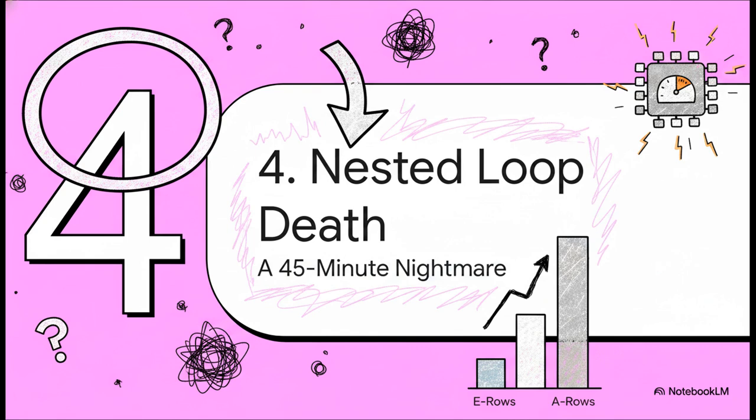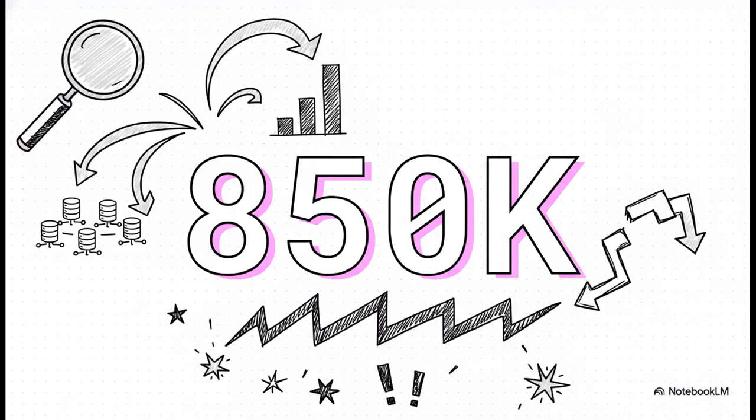Okay, let's put this into practice in Section 4, the nested loop of death. Imagine this scenario. You've got a report that normally takes 2 seconds to run. Suddenly, out of nowhere, it's taking 45 minutes, and your CPU is absolutely pegged at 100%. Total panic mode, right? So, you inject the hint, you extract the runtime plan, and you compare those E rows to the A rows. And boom, you find a massive, jaw-dropping disparity, a difference of 850,000 rows.